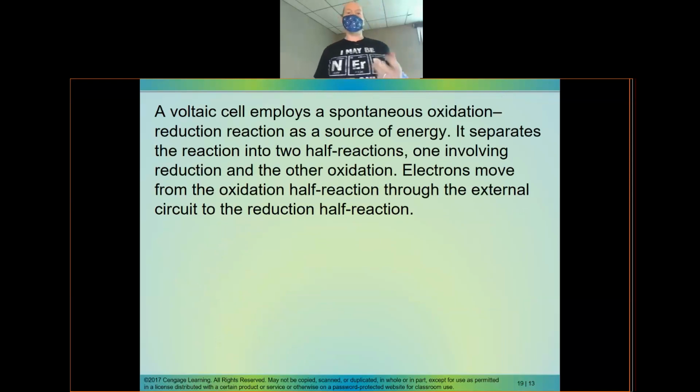All right, so a voltaic cell employs a spontaneous oxidation reduction reaction as a source of energy. Delta G is negative, spontaneous. So we know when it says spontaneous, we know delta G is negative. It separates the reaction into two half reactions. We're going to have an oxidation, and we're going to have a reduction. We're going to actually draw a voltaic cell. Electrons move from the oxidation through the external circuit to the reduction half reaction.